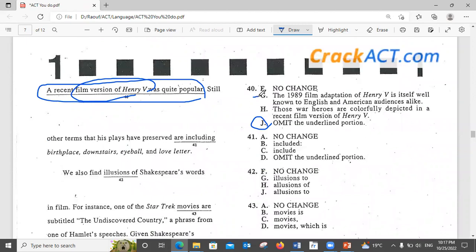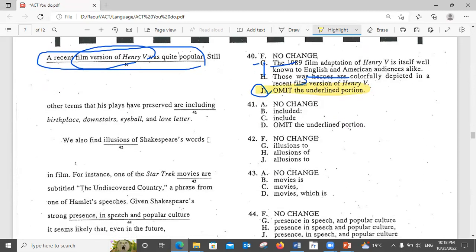I don't need either. This G is about the film. Again, those war heroes, it's not about the war heroes and the films. It's about Shakespeare and the idea that he affected or impacted the English language. So neither of these sentences is relevant to the topic of the paragraph. So I will not take any of them. So I will delete that.